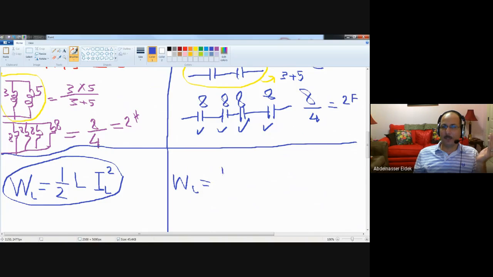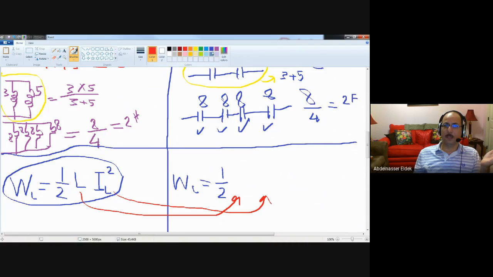And for the capacitor, it is 1/2 what in this case? You can tell me, I believe, that you just need to change this L to C and the current to voltage. Okay, this is what we did before. So it will be 1/2 C VC square.